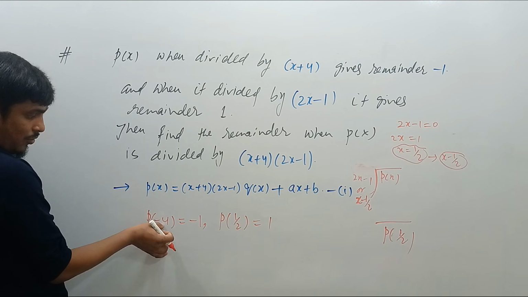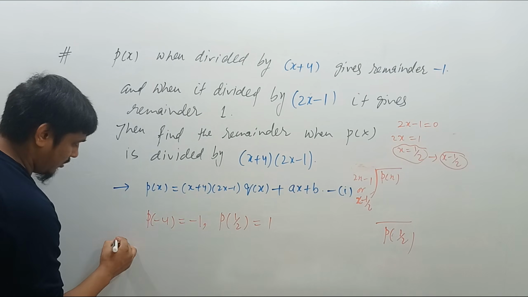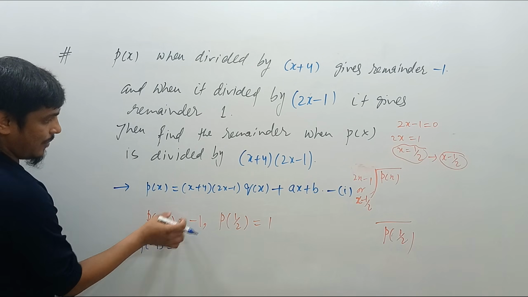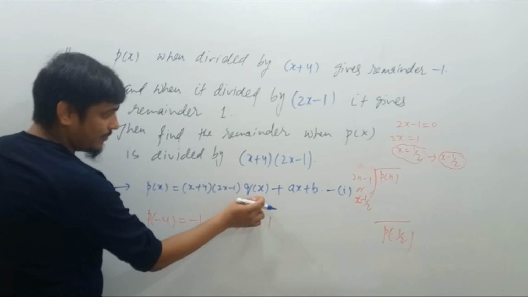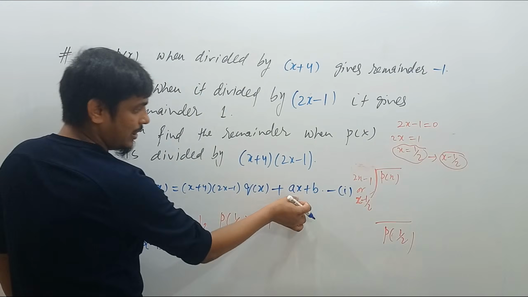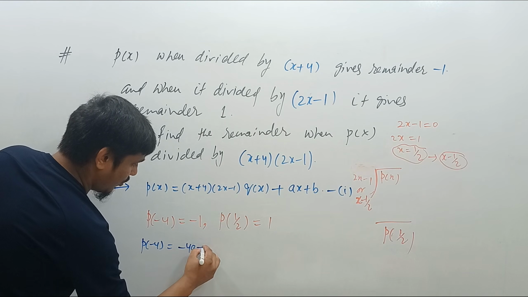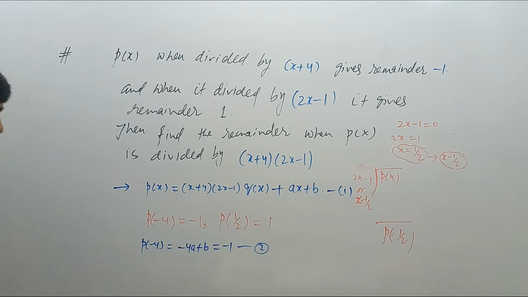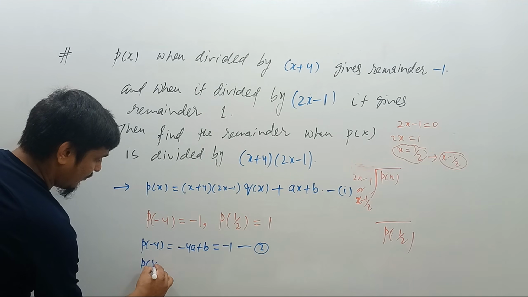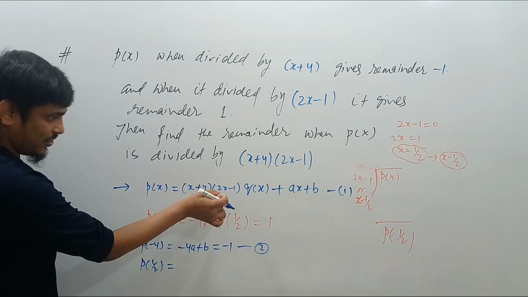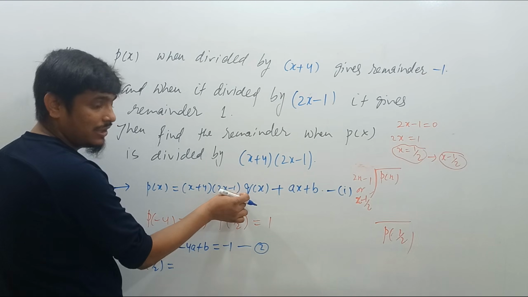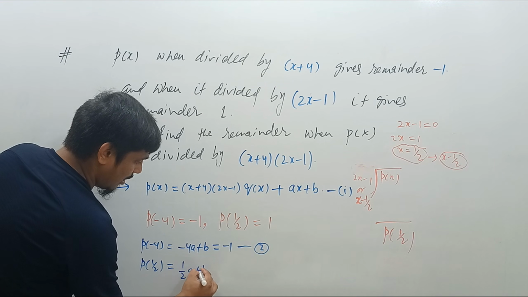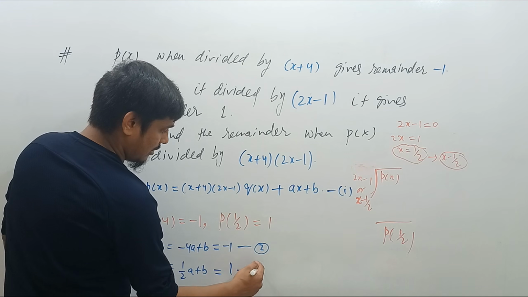Now we'll substitute the value x equal to minus 4 in this. Check it: p(minus 4), minus 4 plus 4 is 0, and 0 times this whole thing becomes 0. So this one is minus 4a plus b, which is given as minus 1. Equation number 2. Now substitute x equal to 1 by 2. 2 times 1 by 2 is 1, and 1 minus 1 is 0, so this whole thing is 0. So this is 1 by 2 times a plus b, which is equal to 1. This is equation number 3.